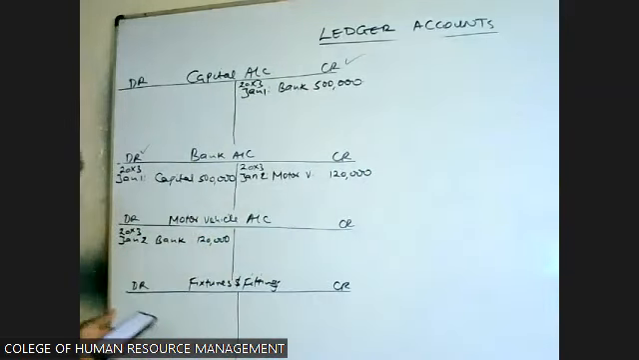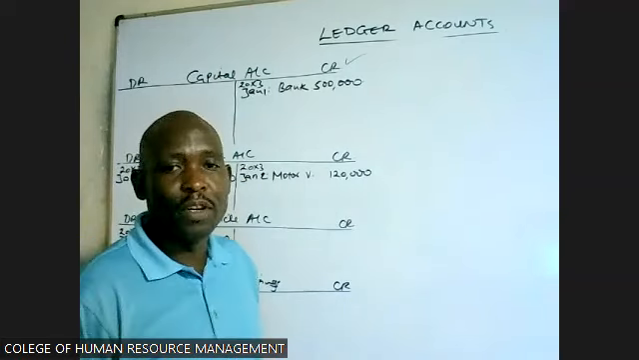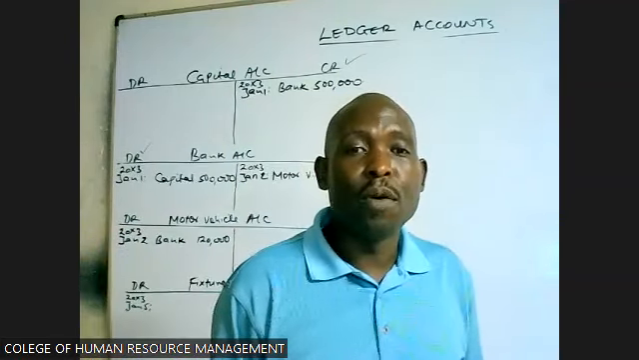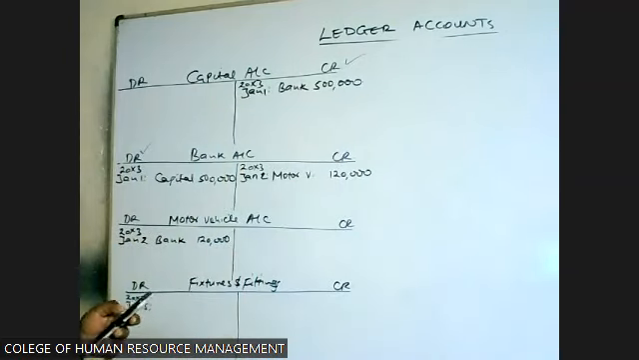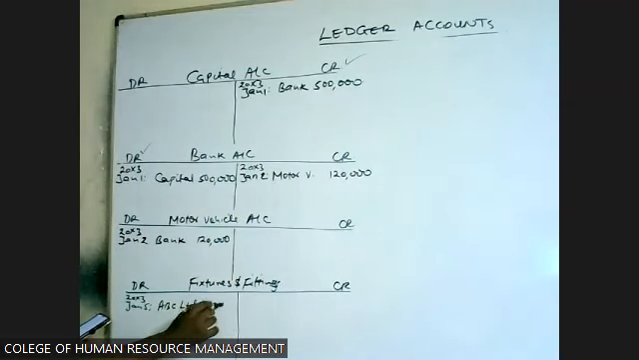So we shall come here, 20x3, this is January 5th. How did we buy them? We bought them on credit. If it is on credit, you write the name of the supplier. Who supplied these fixtures and fittings to us? It is ABC Limited. Right here, ABC Limited, 40,000.